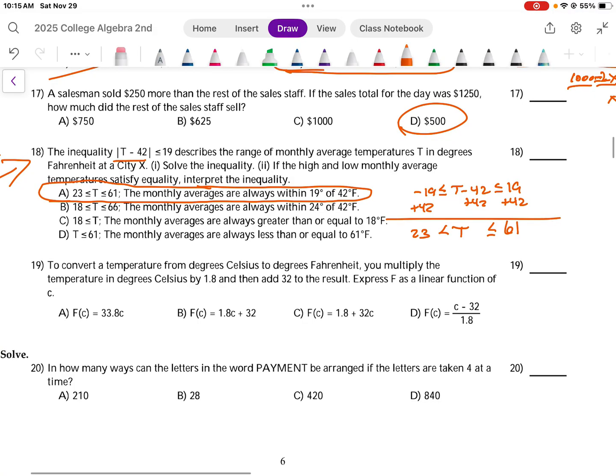To convert a temperature from degrees Celsius to Fahrenheit, you multiply the temperature in degrees Celsius by 1.8, then add 32. Expressing the Fahrenheit temperature, taking the Celsius, we would do 1.8 times the Celsius and then add 32. So that would be that one right there.